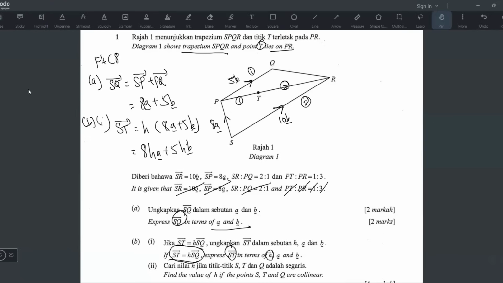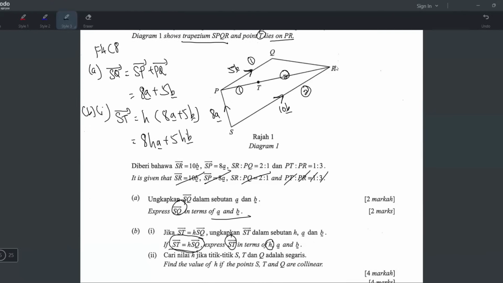Okay, now we can do the B2. Okay, B2 I'll do it here. Alright, find the value of H if points S, T and Q are collinear. Okay, this question memang in exam sangat suka tanya one lah. In vector questions usually they always ask parallel or collinear. Okay, whether they ask parallel or collinear, the cara buat sama. The way you do it is the same.